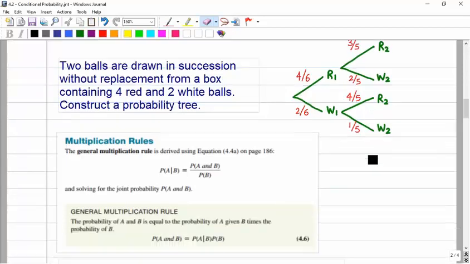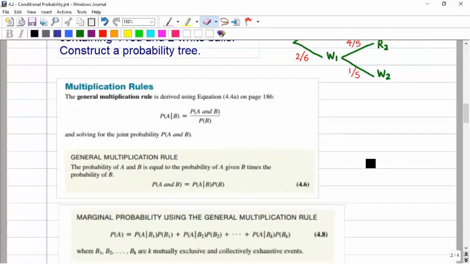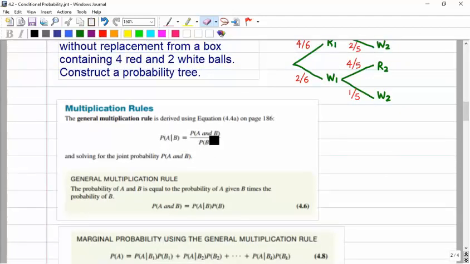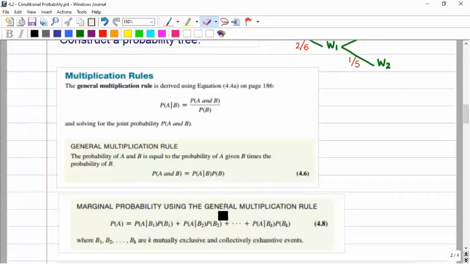Now we have something called a multiplication rule, which is just based on multiplying. It's taking this conditional formula I showed you earlier and essentially just solving for the numerator by bringing the bottom up. So it says that the probability of A and B can be found as the probability of A given B times the probability of B. Now this can be expanded to, this is the marginal probability using the general multiplication rule.